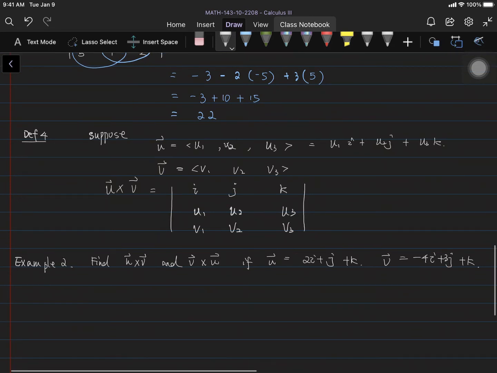Let's take a look. Firstly, U cross V equals what? Set up the determinant. The first row is I, J, K. The second row is the U vector, so U should be 2, 1, 1. Right? So if we look at the components, 2, 1, 1. And the V vector should be negative 4, 3, 1. Let's do the calculation.